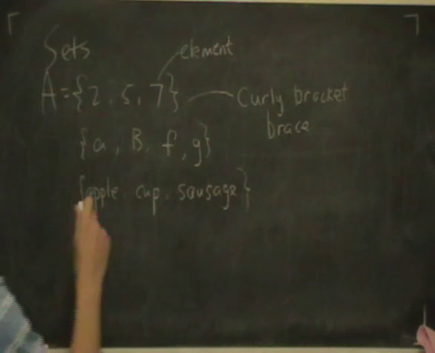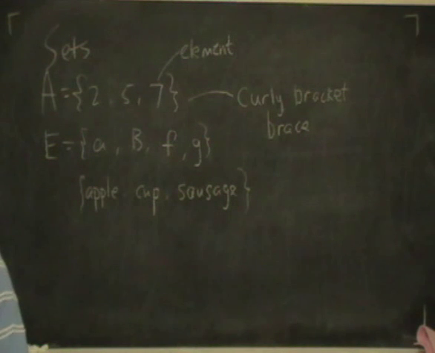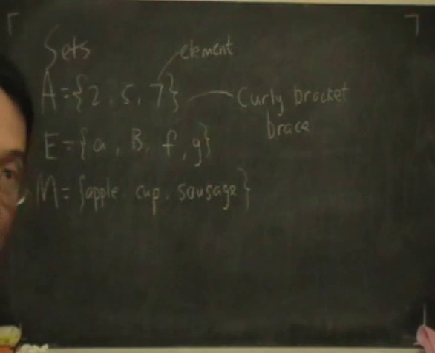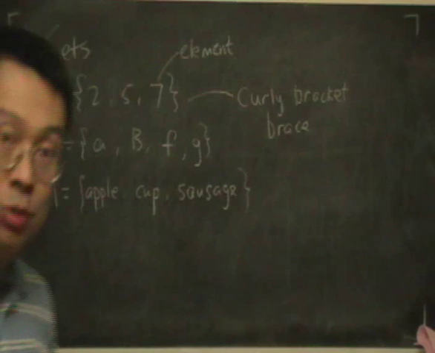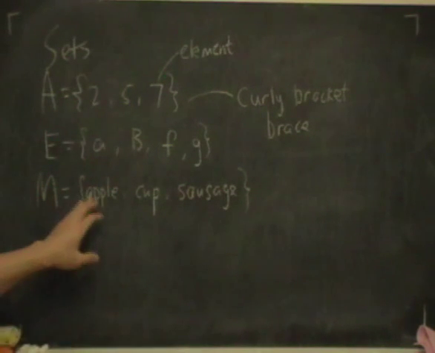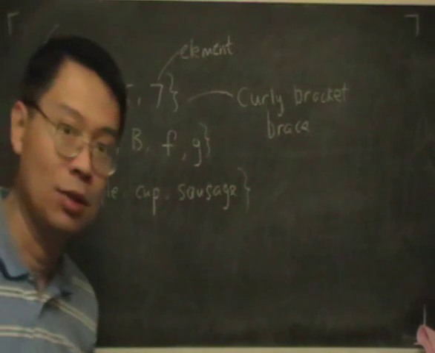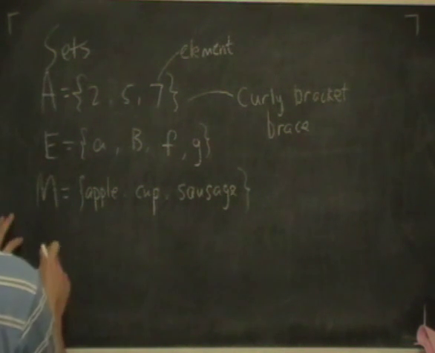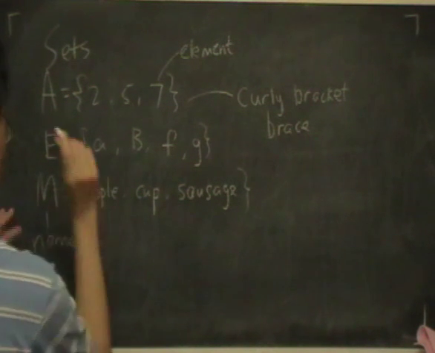The next one I might call it E, for example, and the last one I might call it M. So if I tell you that I'm talking about the set M, you know what I mean. I mean the set of apple, cup and sausage. So I don't have to spell out every word for you. So that's naming of a set. So these capital letters there are just the name of the set.